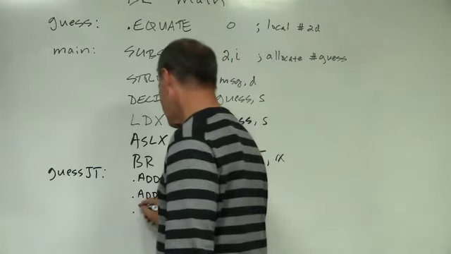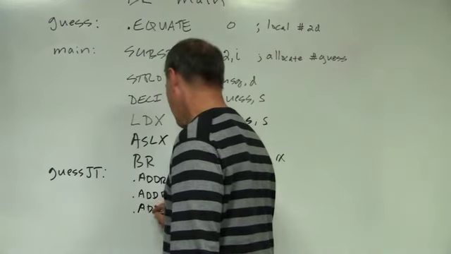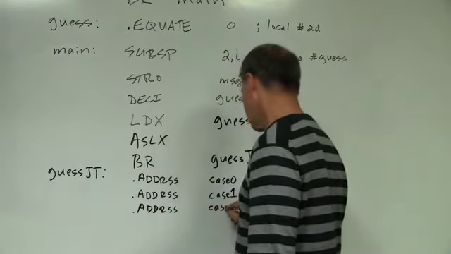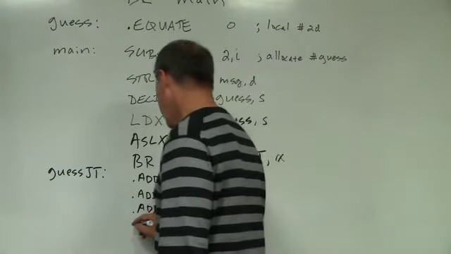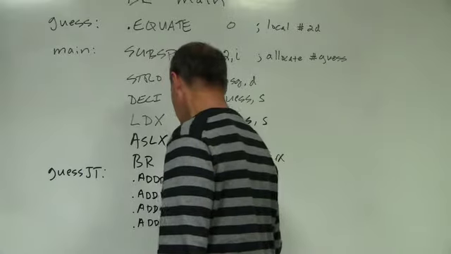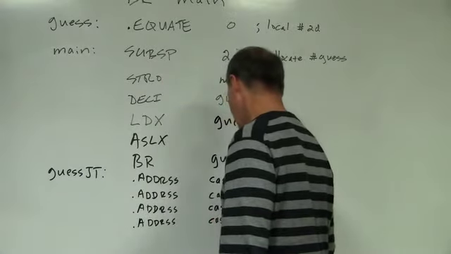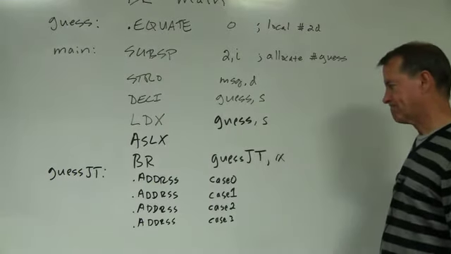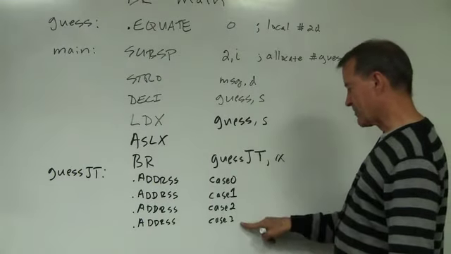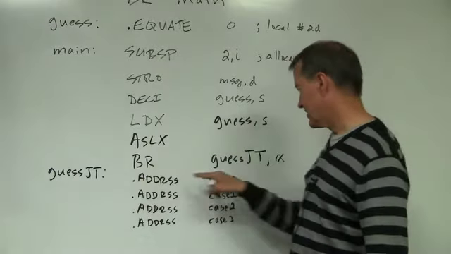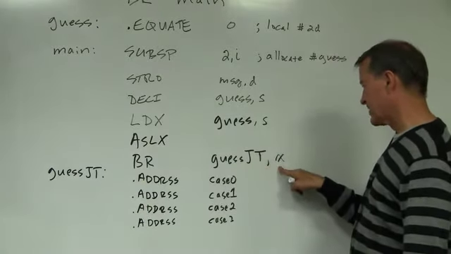And then the next entry is going to be address case 2, and then the next one's going to be address case 3. Are you with me? So this is the table. This is the jump table, and guess JT is the operand here, but it's indexed addressing.